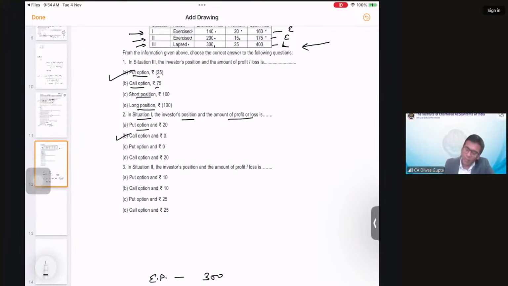See, they have given a put option at 20 rupees. So first of all, it's not a put option because the strike price is lower and the exercise price is higher. So that means it's a call option. So these two get eliminated.